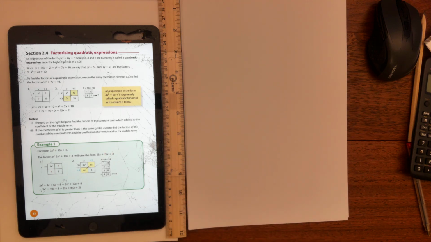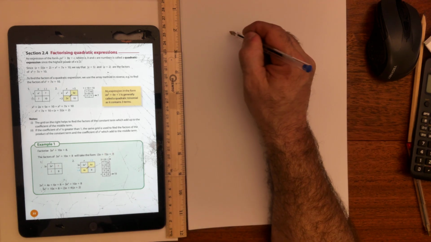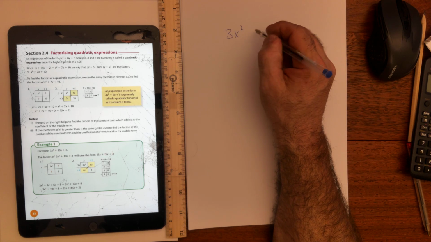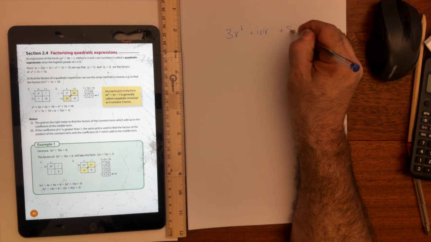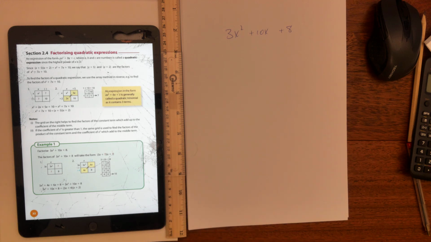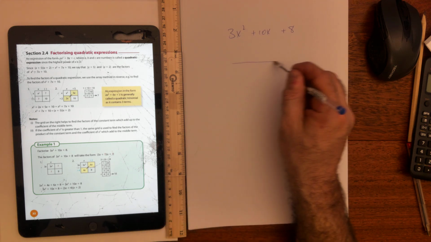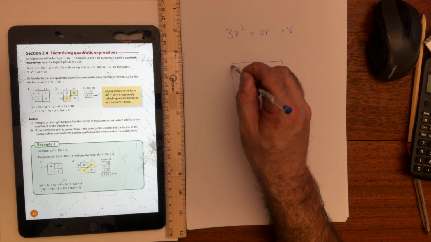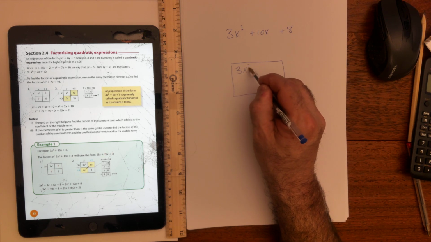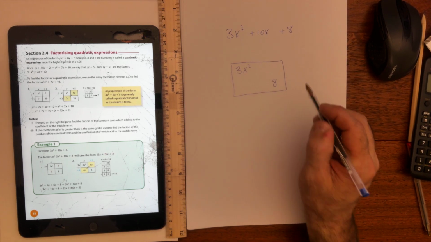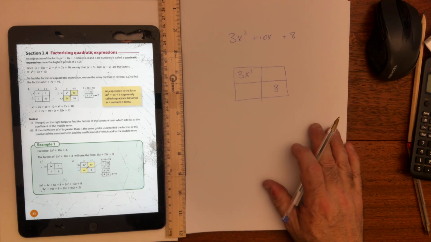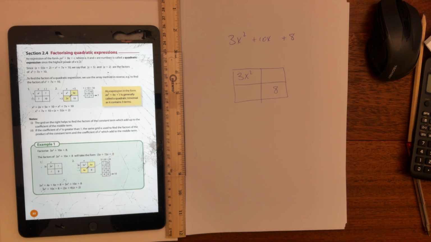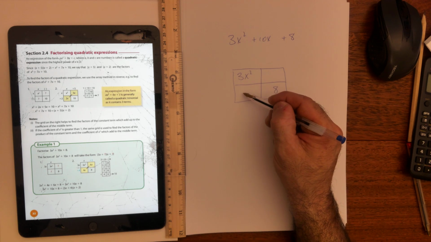Okay, so let's just jump straight in. When you get 3x squared plus 10x plus 8, we know that our two-way table will have a 3x squared here and an 8 here. We're trying to find out what the factors are that go here and here. One thing we know for sure is this must be a multiple of 3.